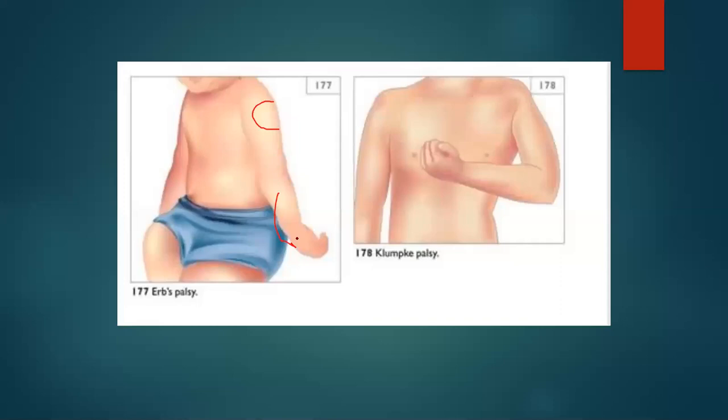But for Klumpke's, there is supination of the hand. You can see supination of the hand here and extension of the hand also. The hand is extended and the fingers are clubbed. Sometimes when you check the fingers, you might see finger clubbing. No affection of the shoulder. The shoulder is okay here, and the elbow muscle is also sort of intact here.